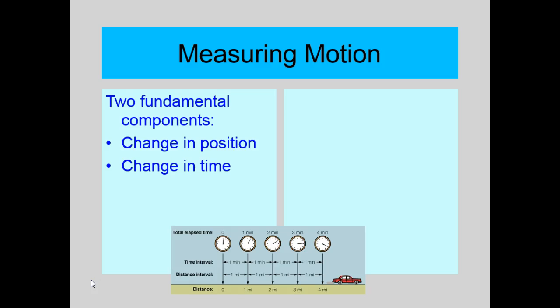Now, here we have a car going down the road, and we have mile markers, 1 mile, 2 mile, 3 mile, 4 mile, from the initial position. Now, they're saying that to do the first mile, it took 1 minute. To do the second mile, it took another 1 minute. To do the third mile, it took another 1 minute. And then the fourth mile, of course, it took another 1 minute. What can you tell me about that motion? It's constant motion.